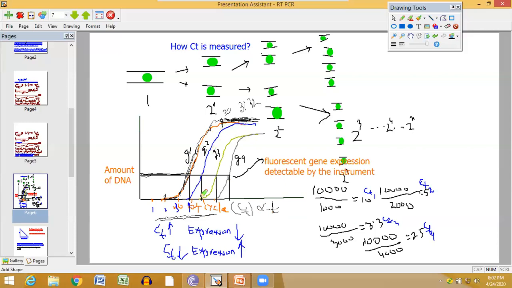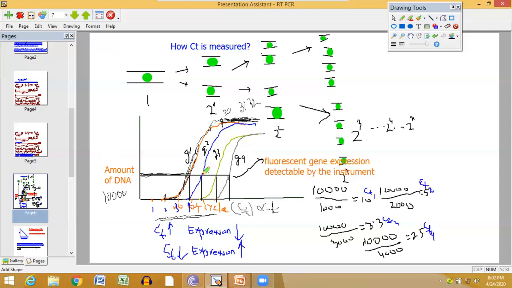Say I have now done the real-time PCR of 4 genes and I got this kind of curves. This is gene 1, gene 2, gene 3, G4. What does it mean? Say that this amount of DNA in this scale is 10,000 nanogram or microgram, whatever. So the first gene, how many cycles is it taking to reach this particular amount of DNA? This is taking 4 cycles.